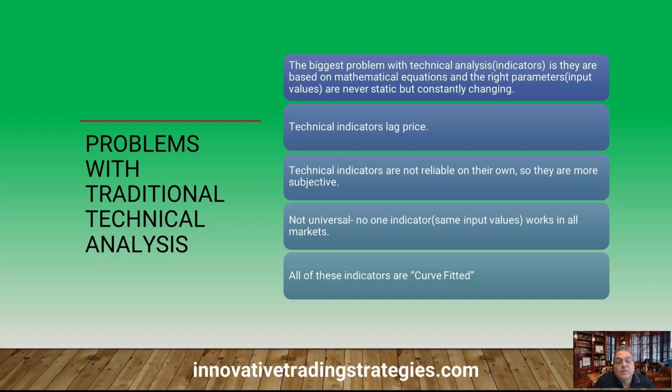They're not universal, as we mentioned. No one indicator with the same input values works in all markets. And all of these indicators are curve fitted. Typically, if someone is using these indicators, they take their data, say 20 years of it, run it back over the last 10 years, and find the ideal numbers to use for a moving average. They found the 21-day moving average works great for the S&P 500. Then they use a Bollinger Band and say maybe 2.2 deviations is absolutely the best. The idea is that if it worked that great in the past, it's going to work that great in the future, and it doesn't hold up.